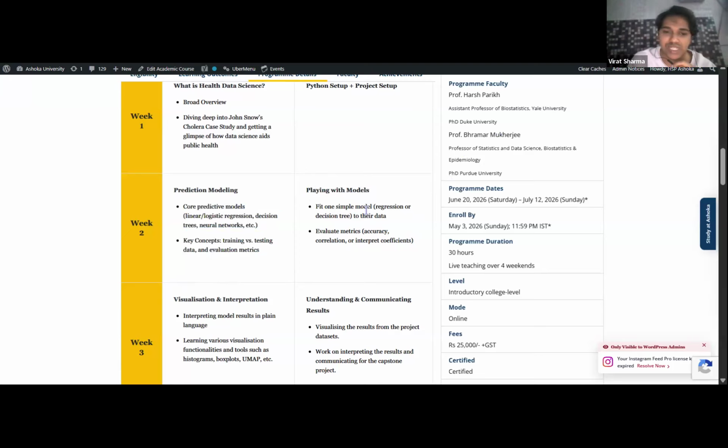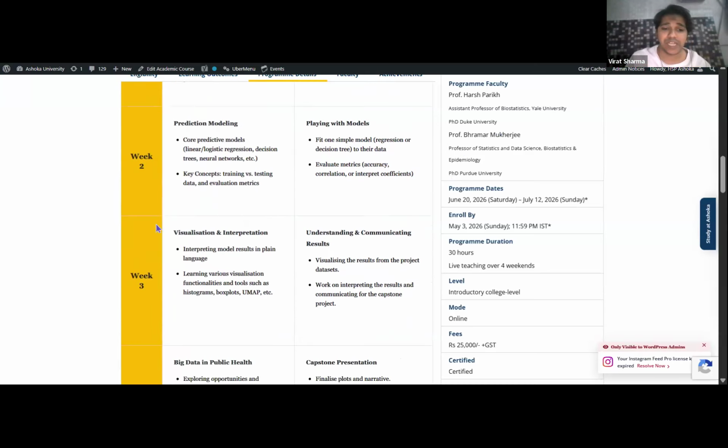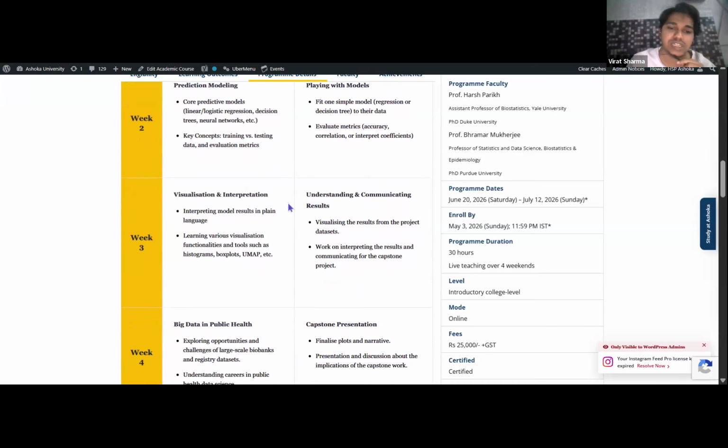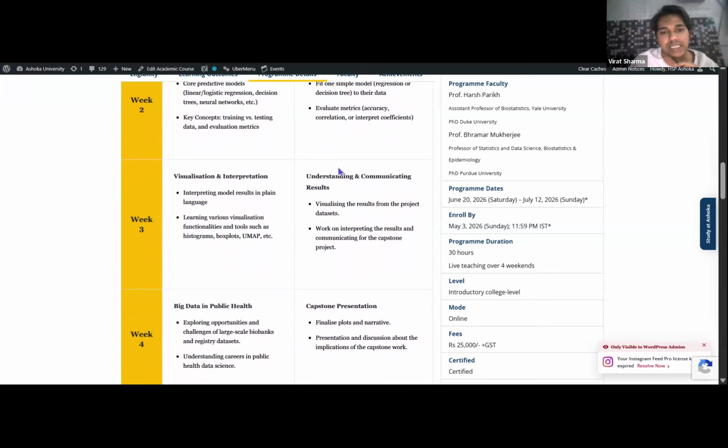On the Sunday session of week 2, you'll get to play with the models, where you will fit one simple model, whether it be regression or decision tree, to the data and evaluate the metrics. In week 3, you will work on visualization and interpretation of your data. And in the project module, you'll understand and communicate the result that you've received in your session.